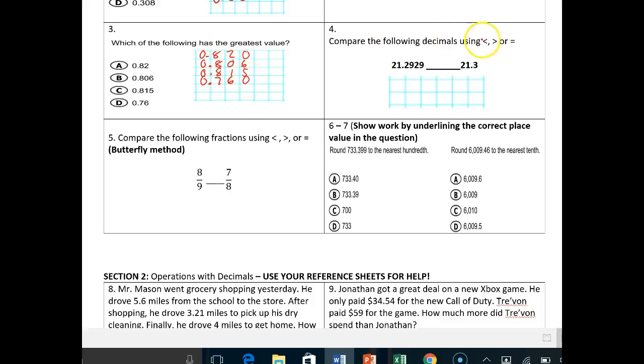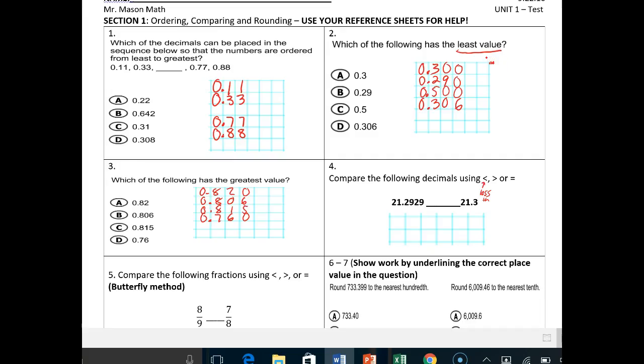Compare the following using less than, greater than, or equal to. This is the less than sign. You remember you point to the smaller number. Sorry. This is the greater than sign. You remember you eat the bigger number. So 21.2929 versus 21.3. Again, it's helpful to make sure that you stack your decimals and fill in any empties with zeros. Now compare the numbers using less than, greater than, or equal to.